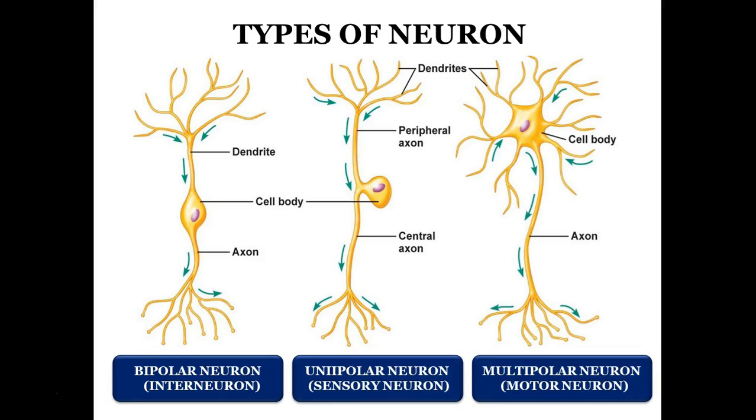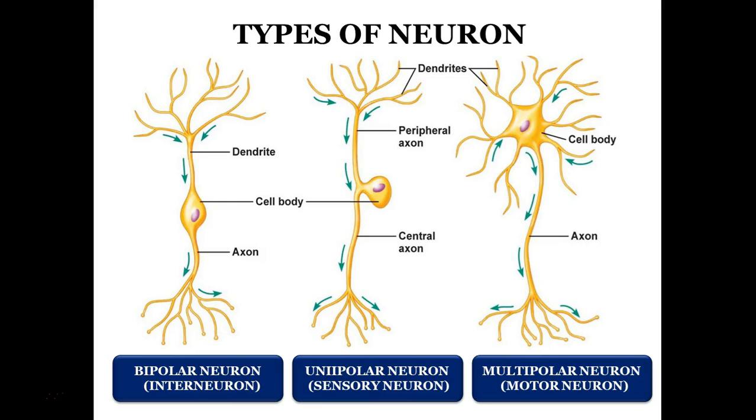Okay, so next is the types of neurons. There are basically three major types of neurons. The first one is the bipolar neuron. Bipolar, as the name suggests, has two poles, one dendrite and the other an axon. That's why it is known as bipolar. As far as its function is concerned, it helps in relaying the information. So it is also called an interneuron, which receives information through dendrites and passes it further through the terminal.